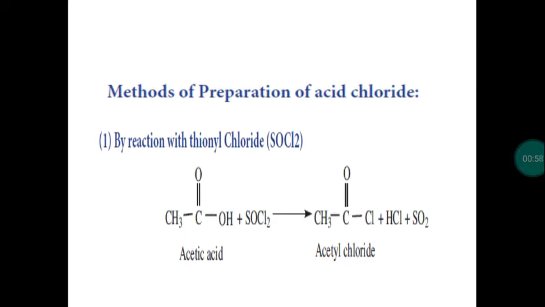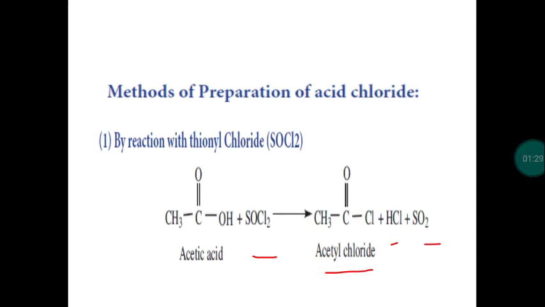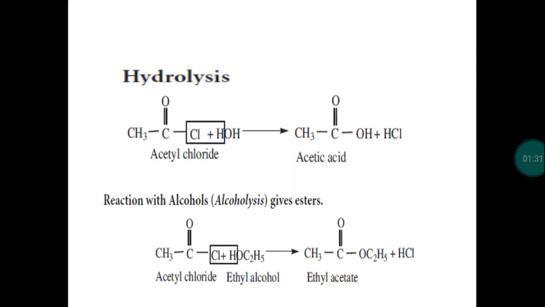The acetyl chloride can be prepared from acetic acid. So take acetic acid, which can be treated with thionyl chloride or phosphorus trichloride or phosphorus pentachloride. Any one can be considered. So if acetic acid is treated with thionyl chloride, phosphorus trichloride or pentachloride, we get acetyl chloride with the liberation of hydrochloric acid and sulfur dioxide. So this is the preparation of acetyl chloride.